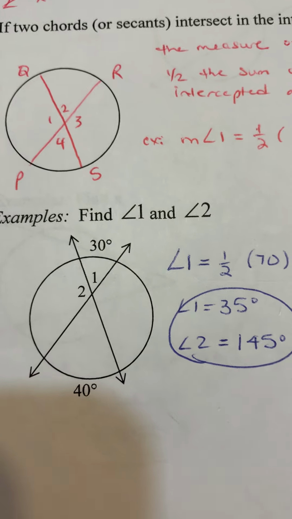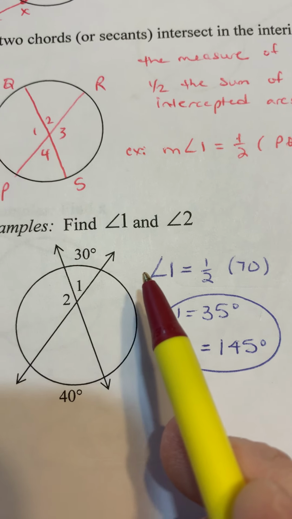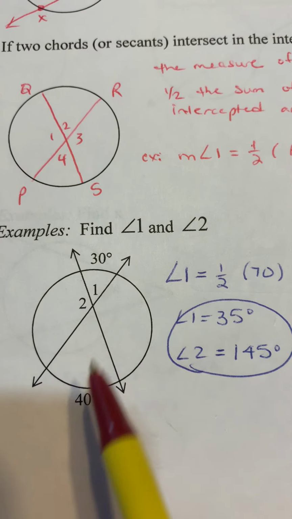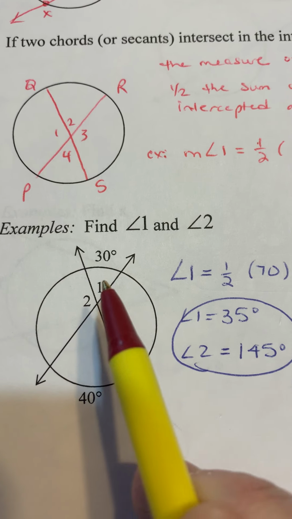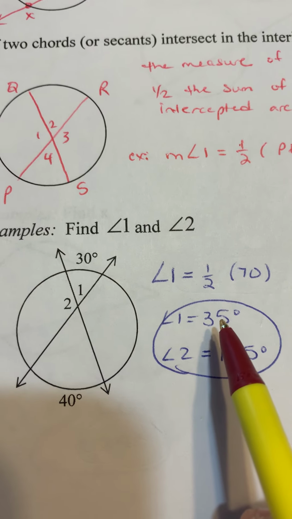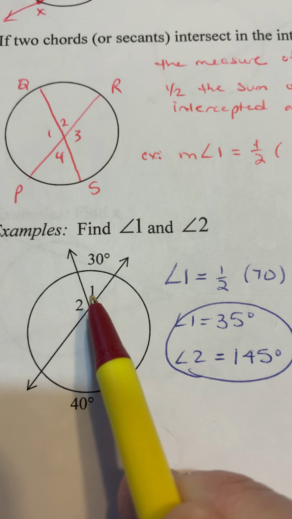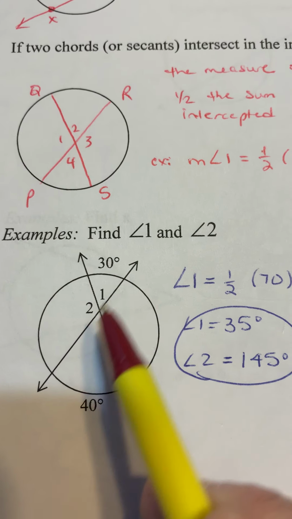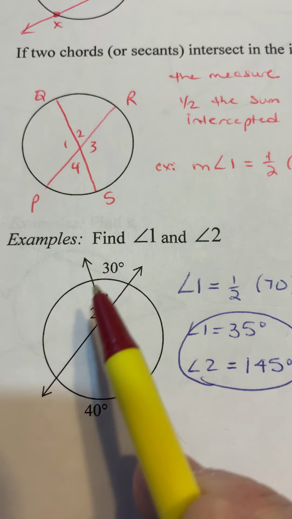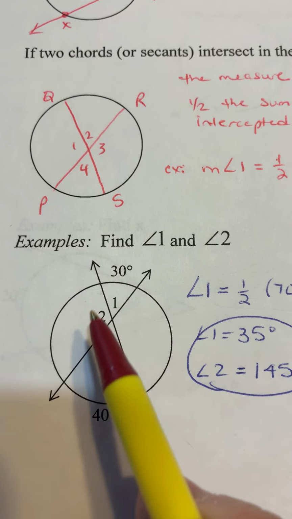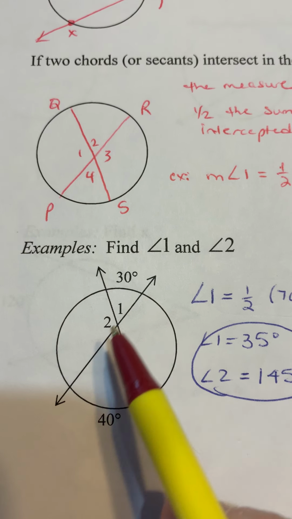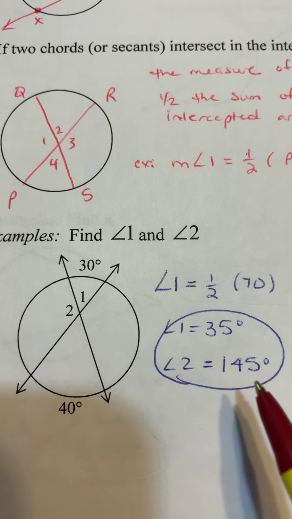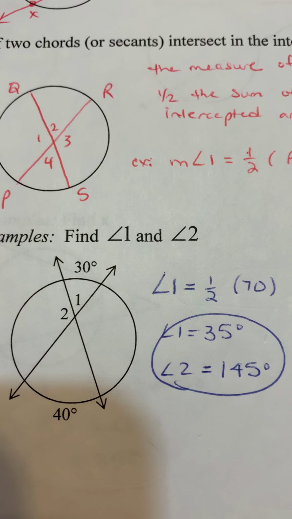Okay, let's practice that. So angle 1 here is the one they're asking for, angles 1 and 2. Angle 1 here, if you add these together, 30 plus 40 is 70. Take half of 70, you get 35, so angle 1 is 35. Now, this is a straight line. It doesn't have to be a diameter, but it is a straight line, and we're talking about supplementary angles right here and here. Angles 1 and 2 are supplementary, so this is 180, and angle 1 is 35. 180 minus 35 is 145.